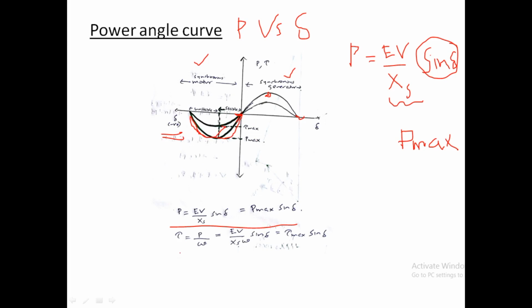Similar to this, torque also we can draw. Torque is P by omega, which is EV by XS into omega into sine delta, tau max into sine delta. This is also sinusoidal, and we will get a sinusoidal curve like this. This side represents the generator, and this side represents the motor. Up to 90 degrees, for both generator and motor, it will be stable, and beyond 90 degrees it will be unstable. Those things you will study later.